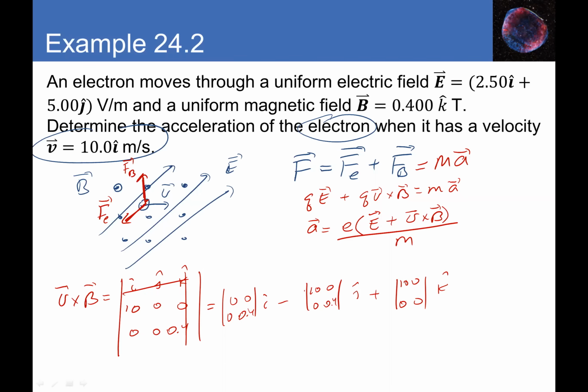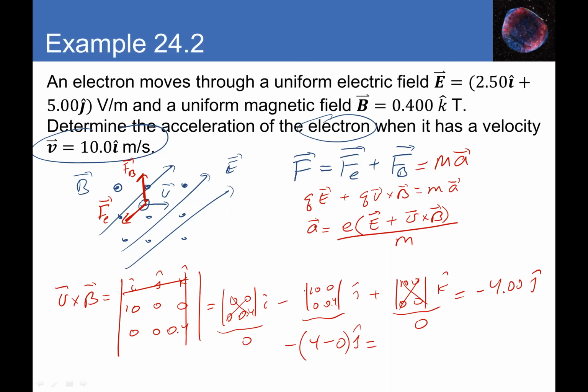From here, the I hat term is going to be 0, because when I do this 2 by 2 determinant, I get 0. The K hat term is also 0, because 10 times 0 minus 0 times 0 is 0. But the J hat term will survive, because it has a negative sign. So I get 10 times 0.4, which gives me 4, minus 0 times 0, which is 0. That gives negative 4. That means this cross product is negative 4 J hat.